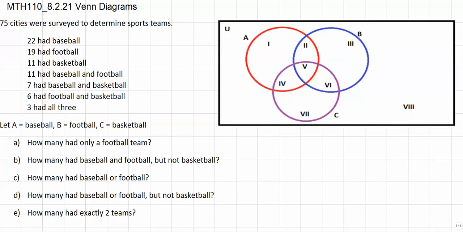How many had only a football team? How many had baseball and football but not basketball? How many had baseball or football? How many had baseball or football but not basketball? And how many had exactly 2 teams?